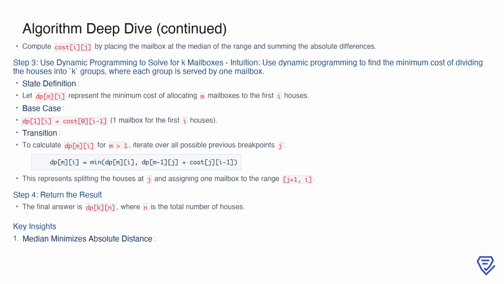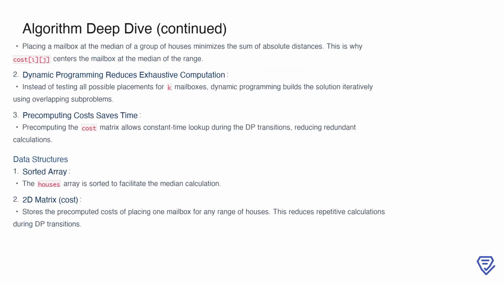This equation captures the idea of splitting the houses at j, assigning one mailbox to the range j plus 1 to i, and combining it with the optimal solution for the previous m minus 1 mailboxes. The final result for the problem is stored in dp[k][n], where n is the total number of houses. This dynamic programming approach avoids testing all possible ways to assign k mailboxes, which would be computationally expensive, by building the solution iteratively using overlapping subproblems.